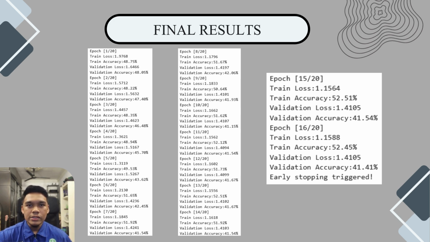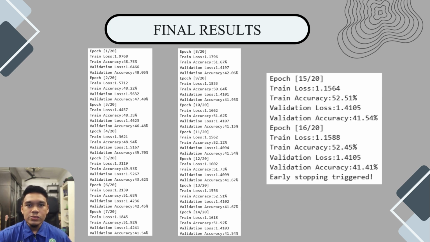However, after several epochs, the validation loss started to fluctuate and the validation accuracy stopped improving significantly. This behavior suggests the occurrence of overfitting, where the model began to memorize the training data rather than learning generalized representations that perform well on unseen images. As a result, an early stopping mechanism was implemented to prevent further overfitting.